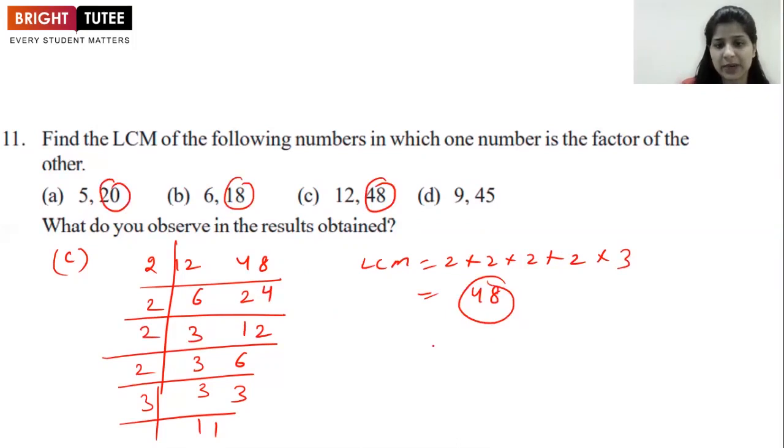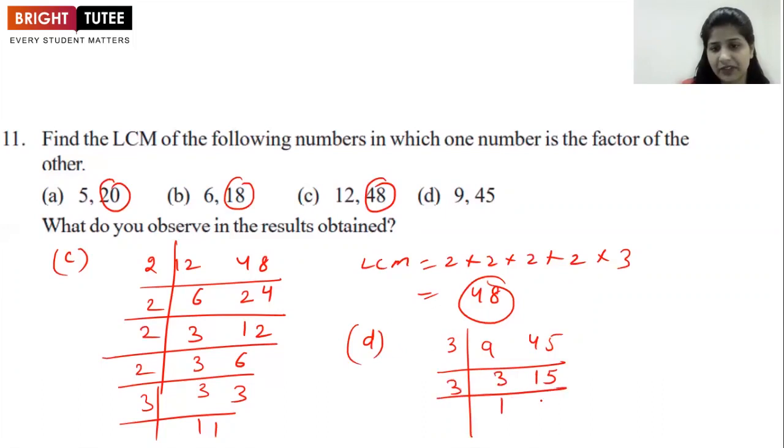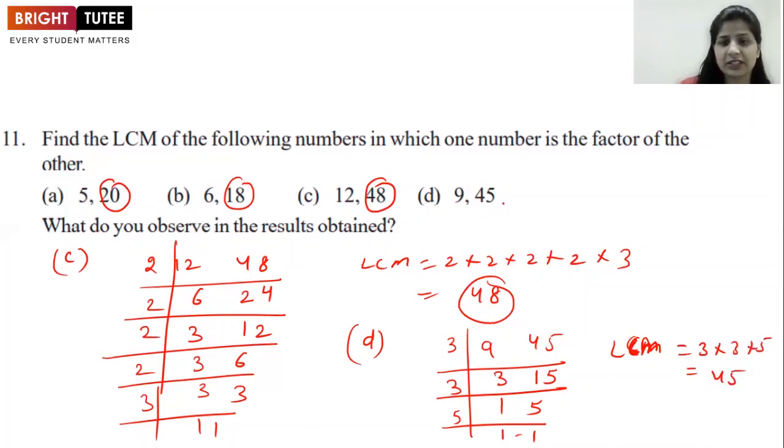Let's try the last part now, that is the D part, and we have to find the LCM of 9 and 45. So I will try with 3. 3 3s are 9, 3 1s are 3, 3 5s are 15. Then again with 3, 3 1s are 3 and 5s are 5, and then I get 5. So LCM would be 3 into 3 into 5, that is 9 into 5, 45. So in this case also we are getting 45.